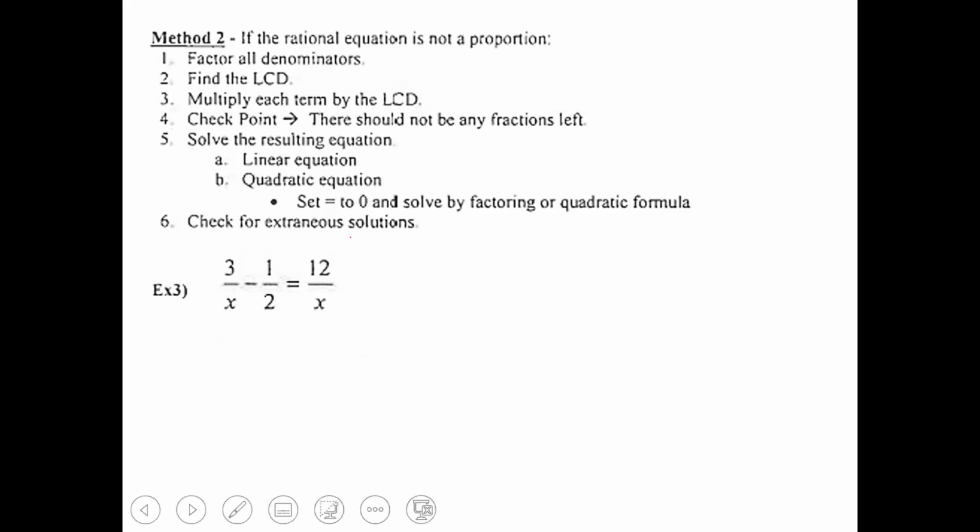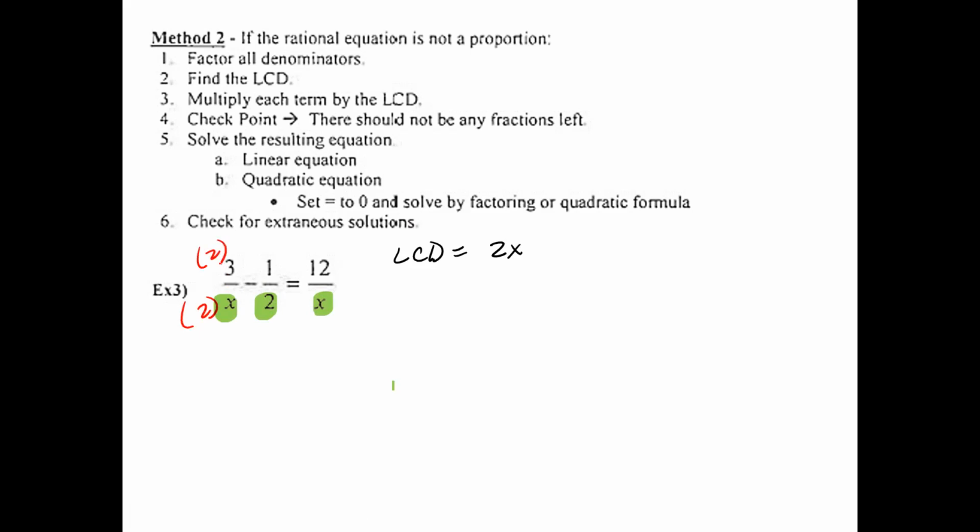Your denominators are x, 2, and x. So if you think about it, what is your lowest common denominator? It'll just be 2x, right? So then what are they missing? First fraction, I'm missing a 2, so I multiply 2 top and bottom. Second fraction, I'm missing an x, so multiply x top and bottom. Third fraction, I'm missing a 2, so multiply 2 top and bottom.